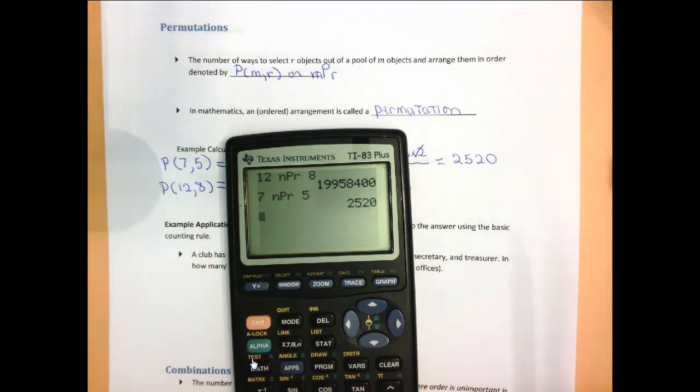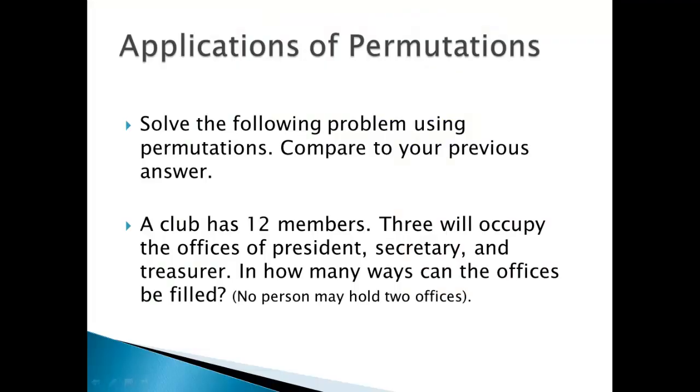2,520, which is what we got in our hand calculation. Let's look at a couple of examples now that can be solved directly by permutations. The first one is this. A club has 12 members. 3 will occupy the offices of president, secretary, and treasurer. In how many ways can the offices be filled?